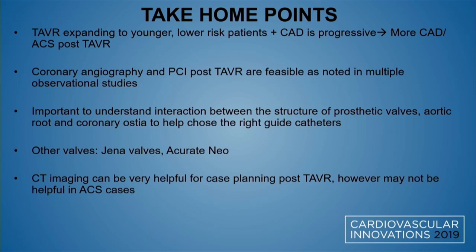I didn't touch on this, but there are a lot of other valves, the ANA valve and the Accurate Neo, that we'll probably see in the future that will help access to our coronaries. And then finally, I didn't touch on this either because of time, but CT imaging can be used for planning your stable cases, though this may not be very helpful in your ACS cases.